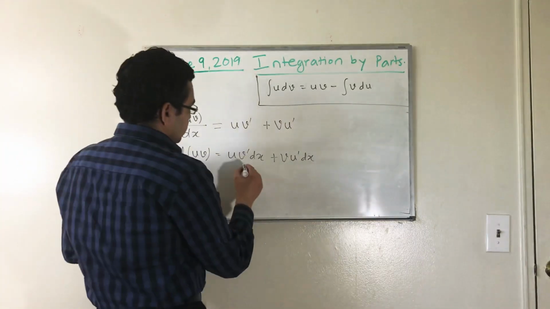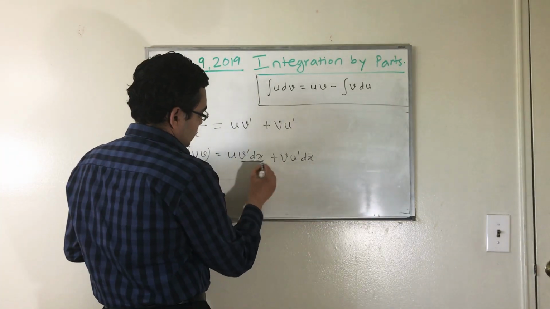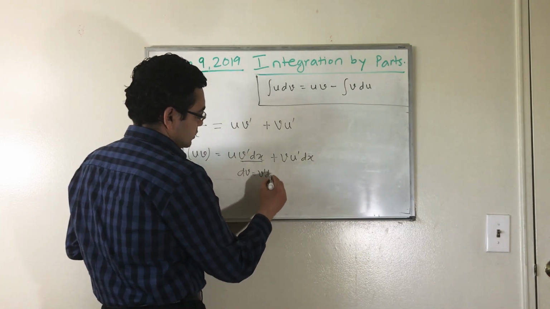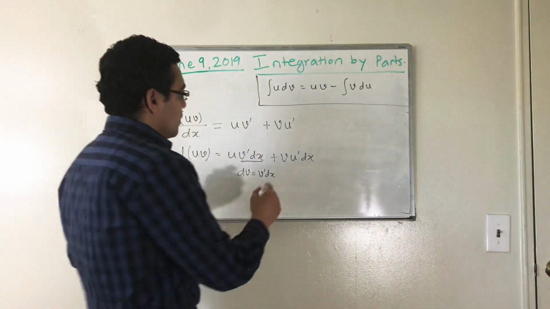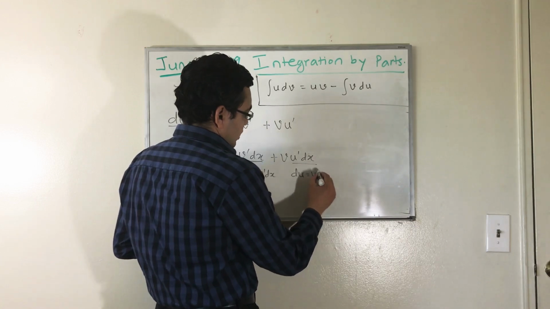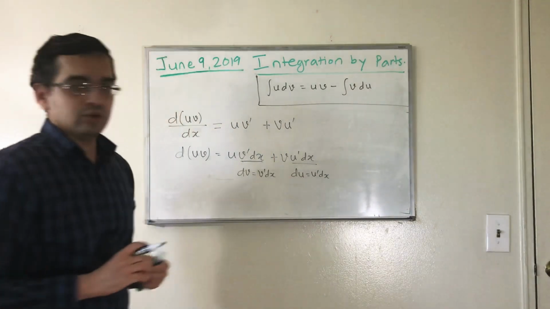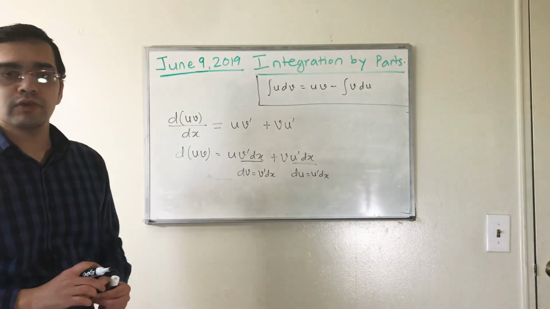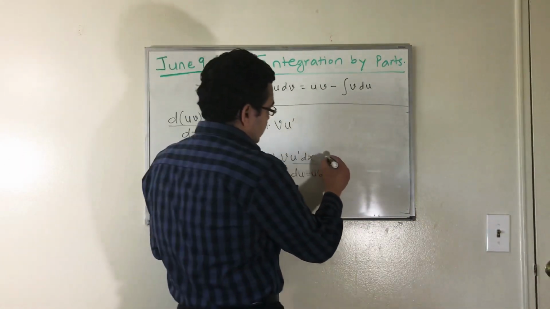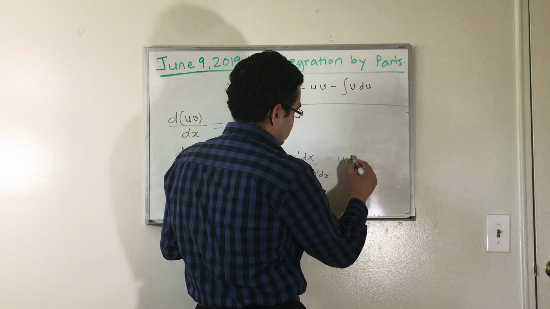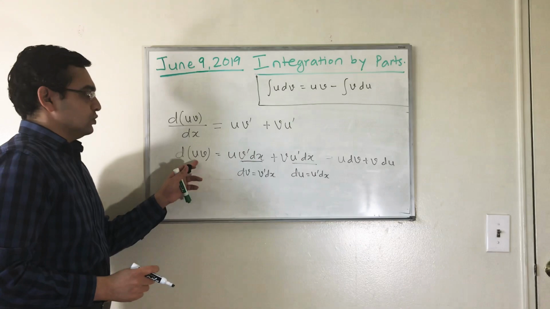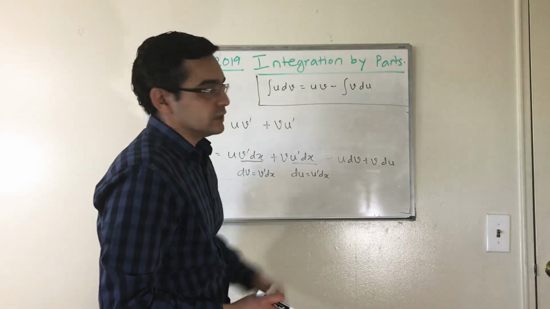Now this part, v prime dx, I can write it as dv, because dv equals v prime dx. V is a function of x. And u prime dx, I can write it as du, because du equals u prime dx. U is again a function of x. Alright, so I can write this as u dv plus v du. So d of u multiplied by v is u dv plus v du.